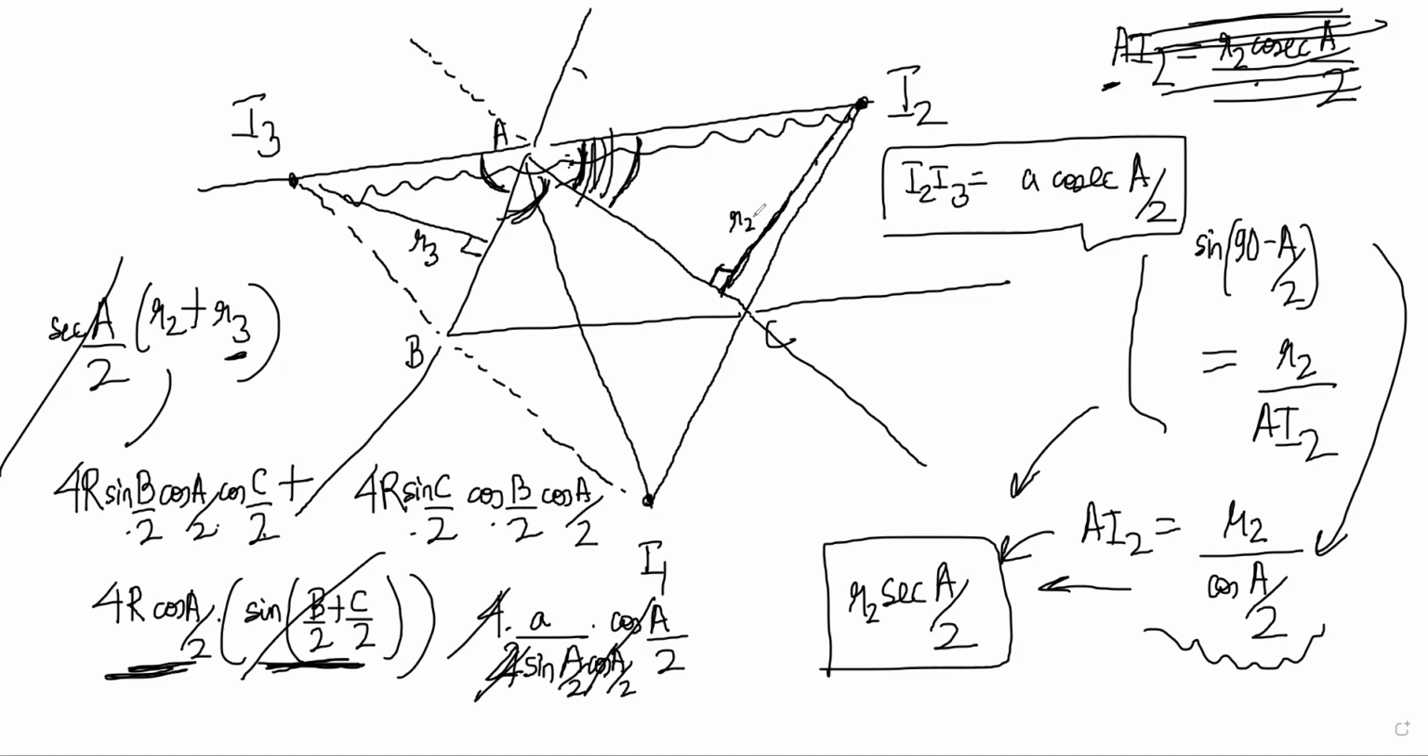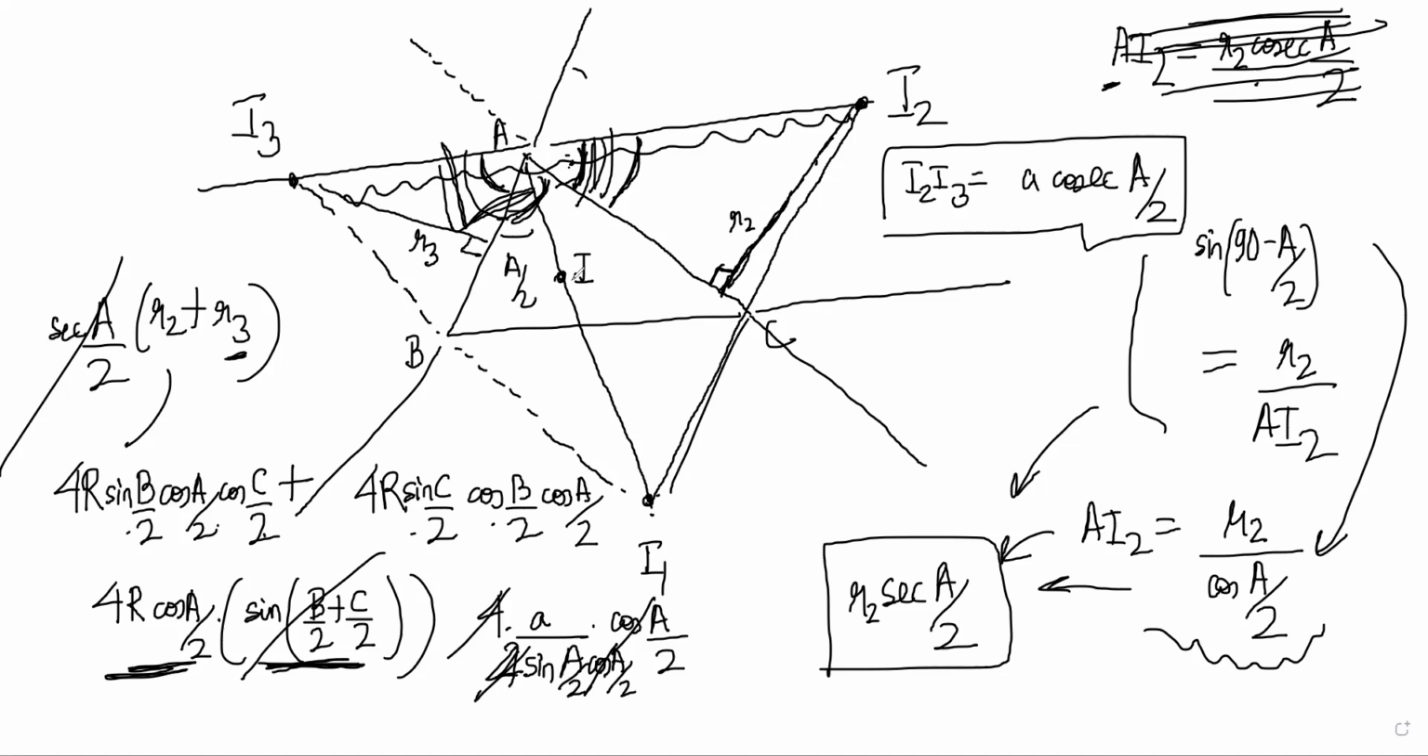Question number 6. Also this line I1A, not I1A, like I1I, would that be perpendicular to I3, I2? Not necessary. It is a bisector, no? The angles will be A by 2 and 90 minus A by 2, so they add up to 90. So basically, what you're getting is I1 to A is an altitude of triangle I1, I2, I3, right?